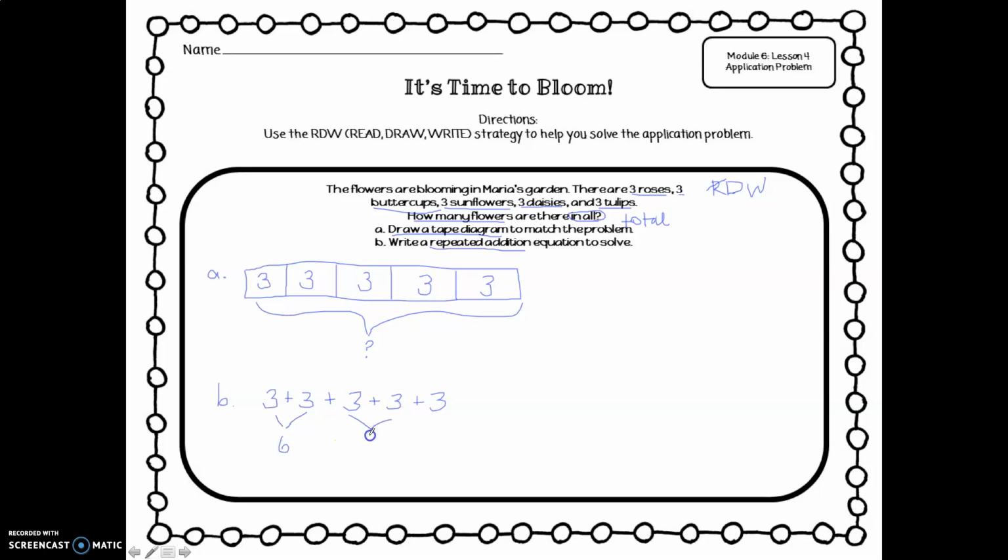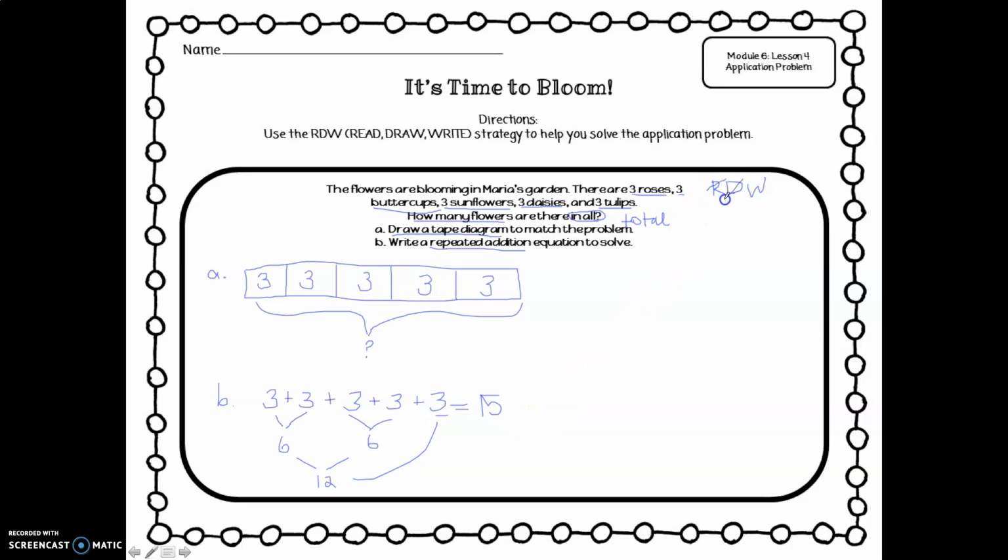So 3 and 3 go together to make 6, and these 2 6s go together to make 12, and then we just need the 3 more over here, and that 12 plus that 3 would get us to 15. Ooh, that's a wonky looking 15.